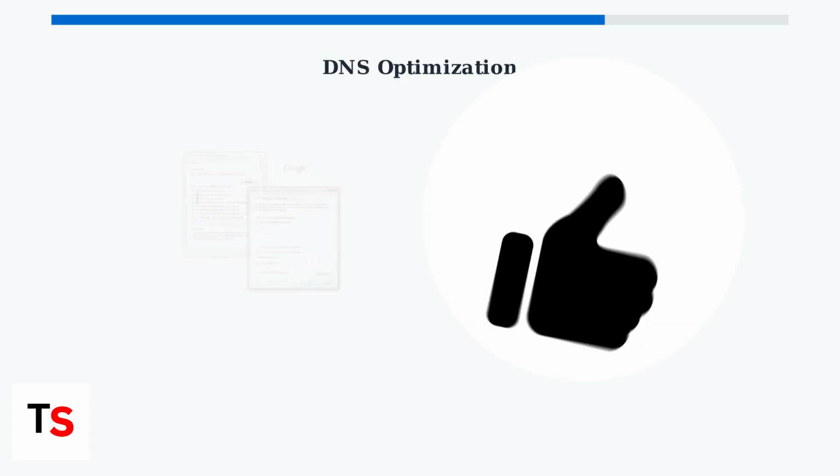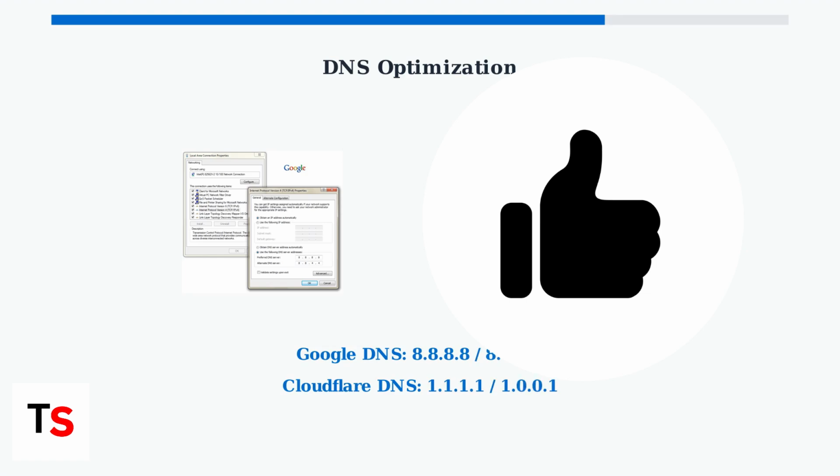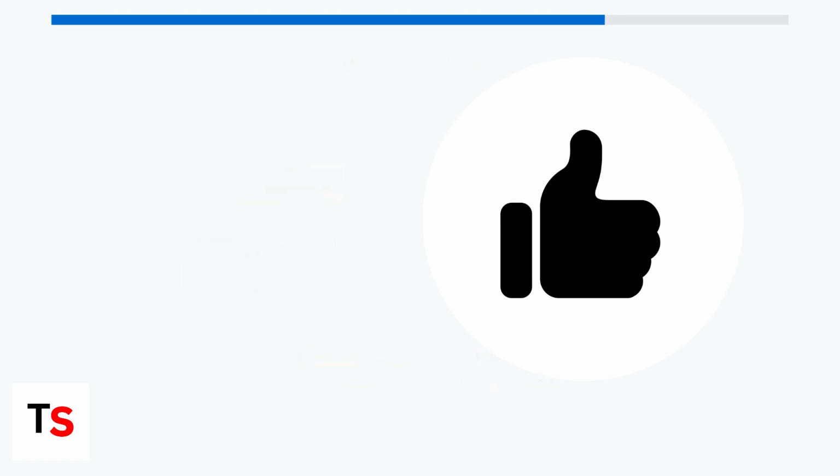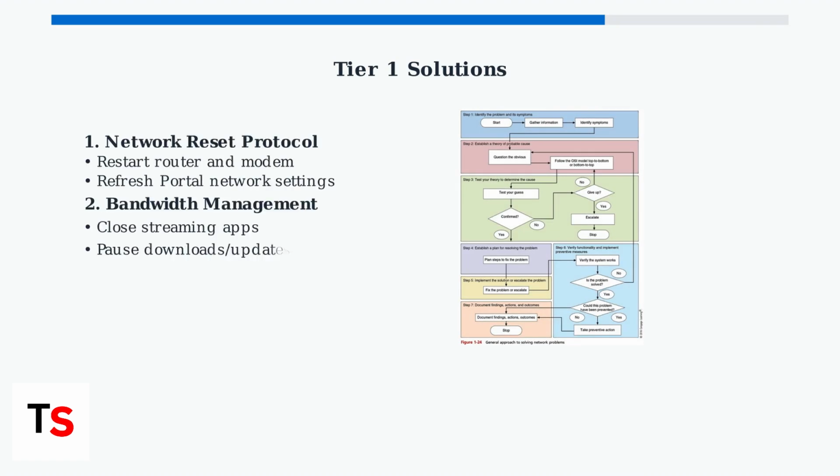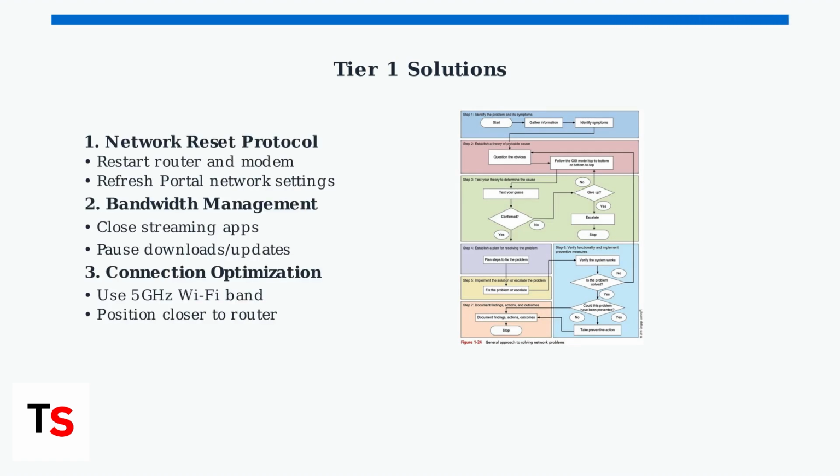One of the most effective Tier 1 solutions is DNS optimization. Switch to Google DNS at 8.8.8.8 and 8.8.4.4, or Cloudflare DNS at 1.1.1.1 and 1.0.0.1 for improved connection stability and reduced latency. Additional Tier 1 solutions include performing a complete network reset by restarting your router and refreshing the portal's network settings, and ensuring no other high bandwidth applications are competing for your internet connection during gaming sessions.